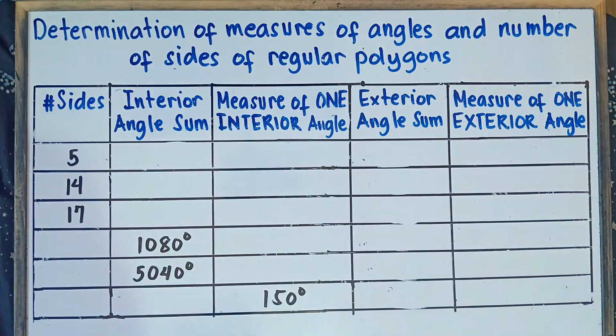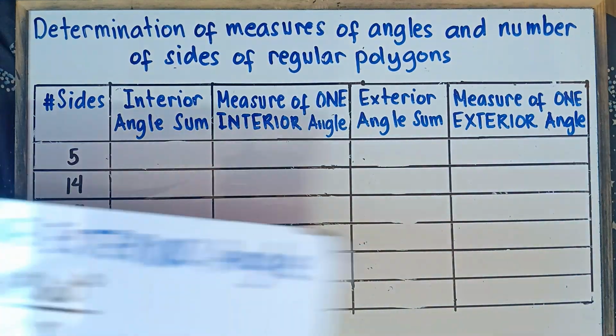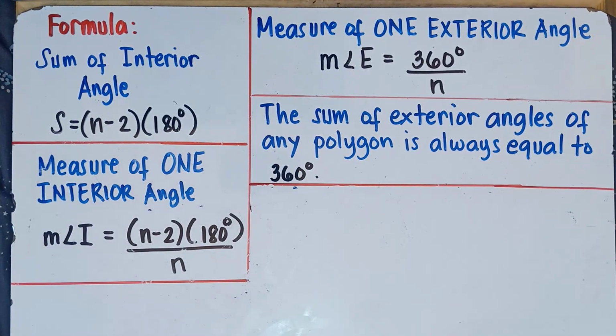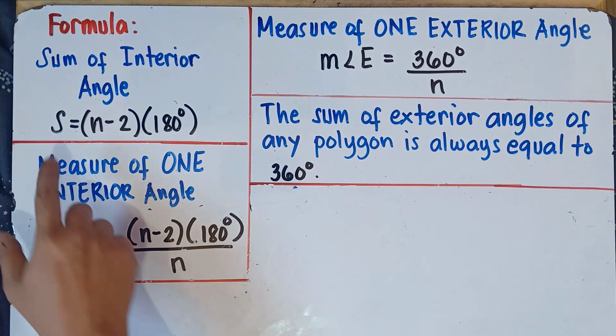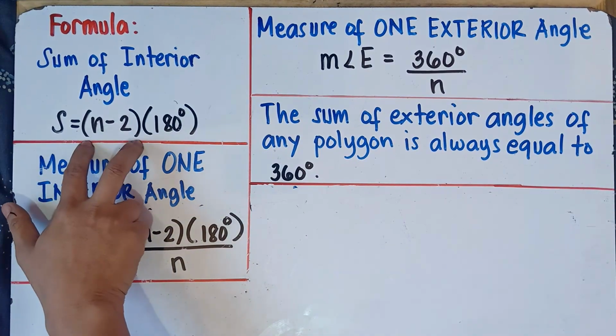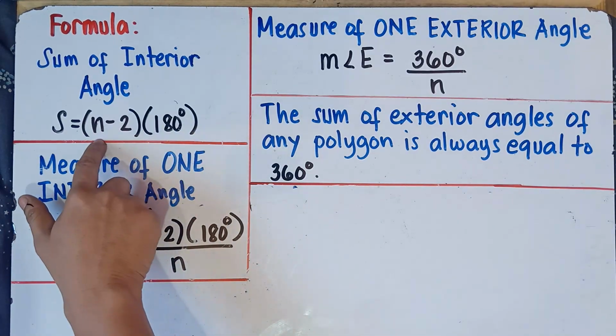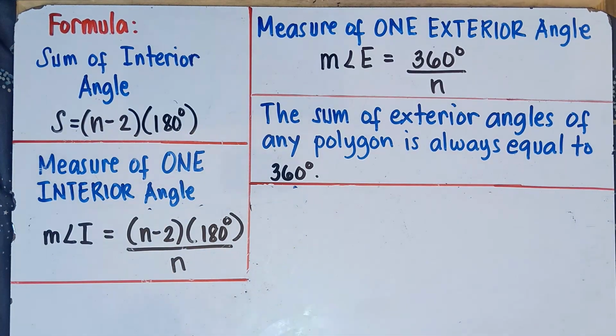So before we answer this, of course, we need to know the formula. This will be the formula to find the sum of interior angles. The sum is equal to n minus 2 times 180 degrees. n represents the number of sides. So let me just illustrate this.